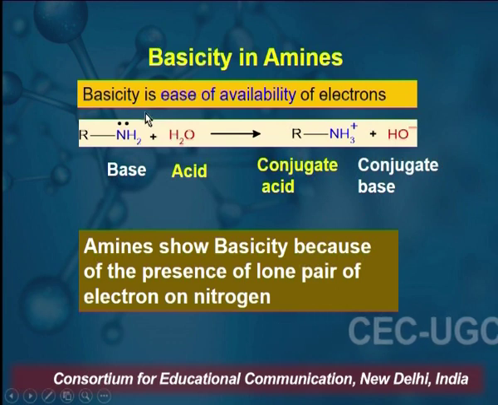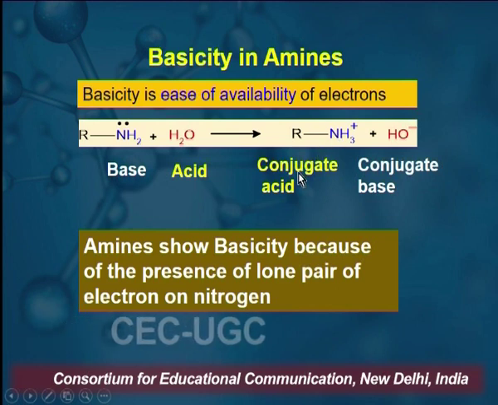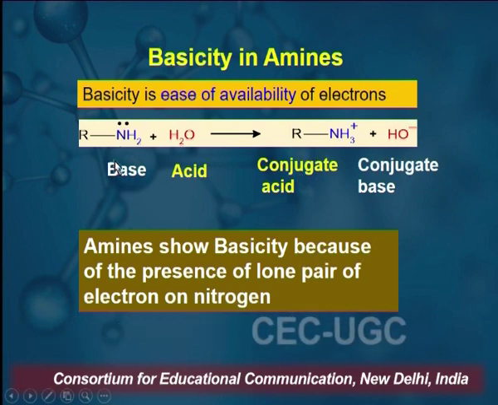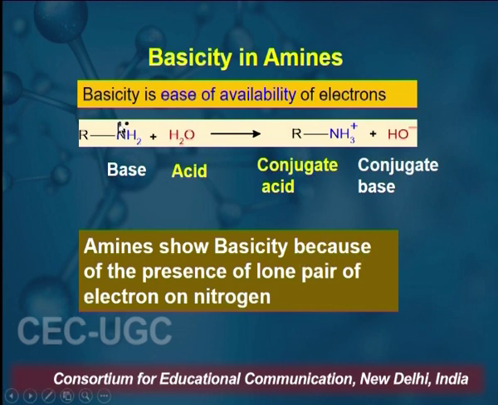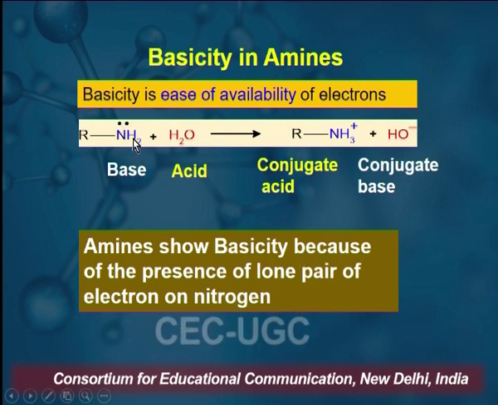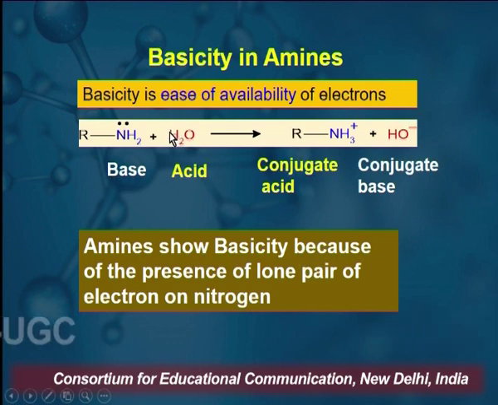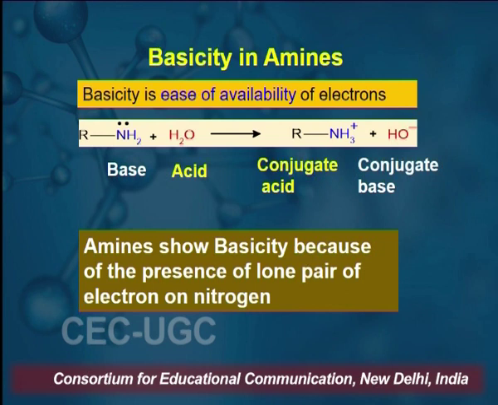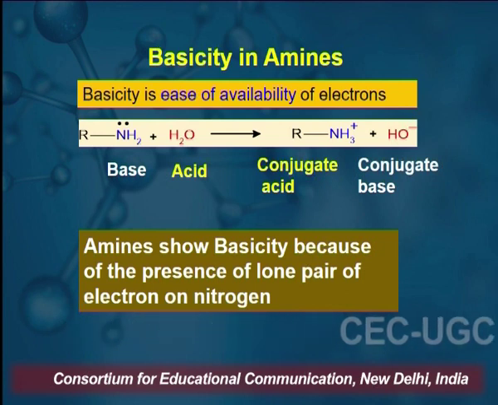It can capture a proton from here and will result in the formation of ammonium ion, which is a conjugate acid. So, amines show basic character or basicity because of the presence of this lone pair of electrons on nitrogen, and this lone pair can be easily given to the other species. So, the ease with which the electrons which are present can be given to other species determines the basicity of a molecule.